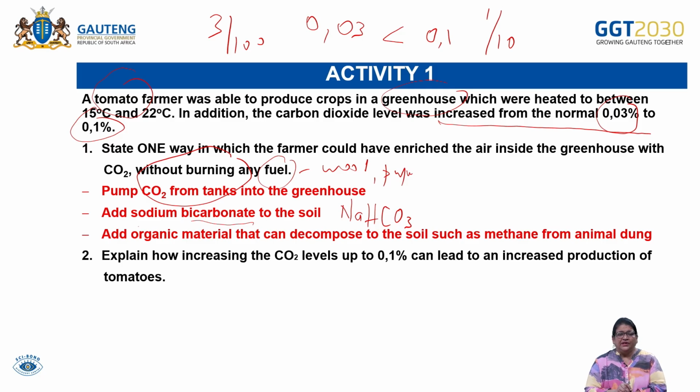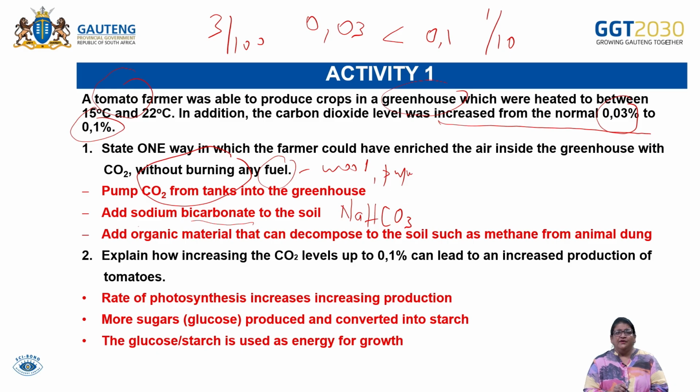Okay, so the next one is: explain how increasing the CO2 levels up to 0.1 can lead to an increased production of tomatoes. Now, how can increasing the CO2 increase the amount of tomatoes that are produced? Let's see. First of all, remember the most suitable level for CO2 is 0.04%. But now you're increasing it from 0.03 to 0.1. Okay?